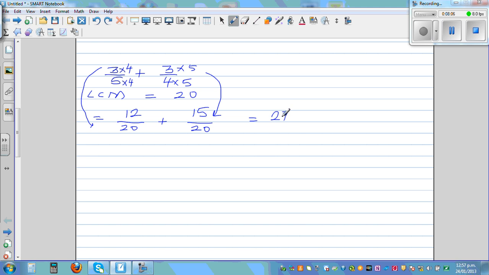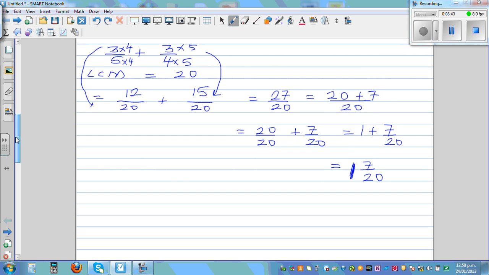So the sum is 27 out of 20. Now this is not a proper fraction, so we want to write this as a mixed number. Can I write this as 20 plus 7 out of 20? And I can distribute this like this: 20 out of 20 plus 7 out of 20, which is 1 plus 7 out of 20. And this is called a mixed number, which is 1 whole 7 out of 20.